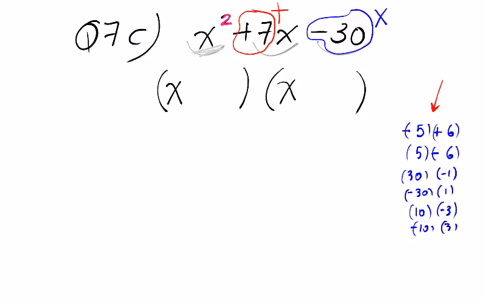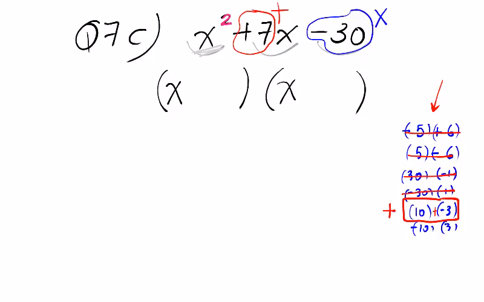Negative 5 plus 6 is positive 1. No. 5 take away 6, or added to negative 6, is negative 1. No. 30 and negative 1 is 29. No. Negative 30 and 1 is negative 29. No. 10 minus 3 is 7. Yes, that's exactly what we want. So the sum of these two, 10 plus negative 3, is 7. And the product is negative 30. So they are the ones we want.